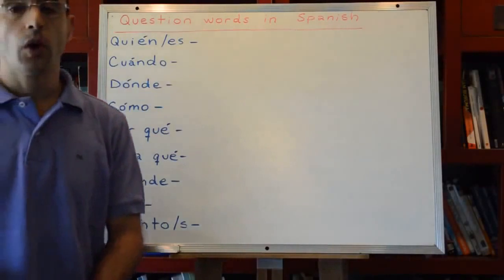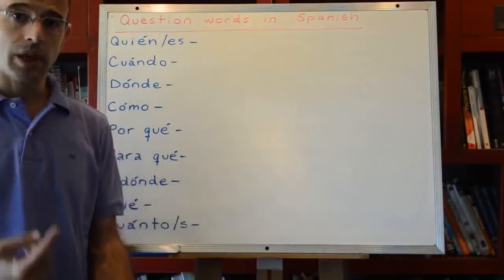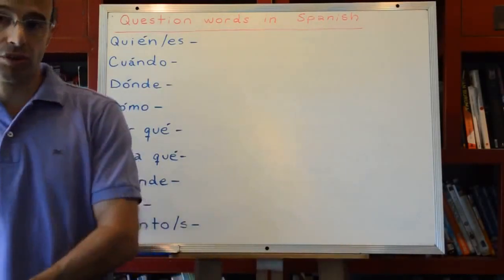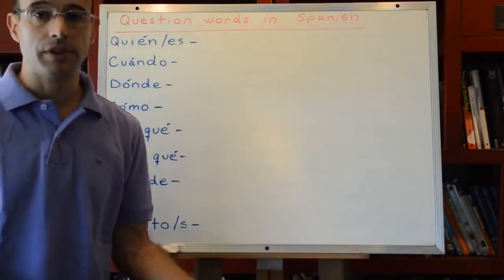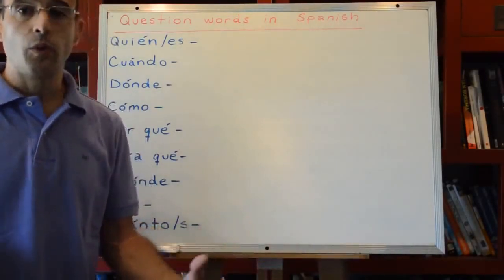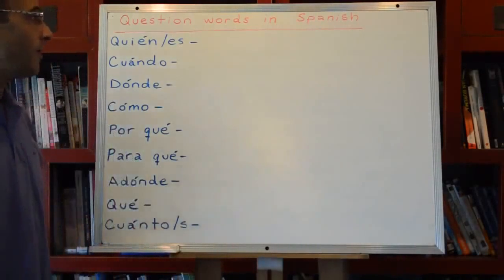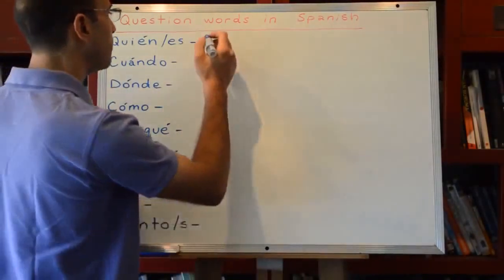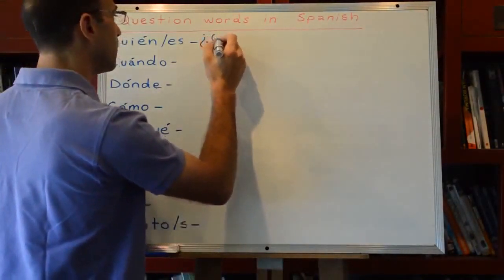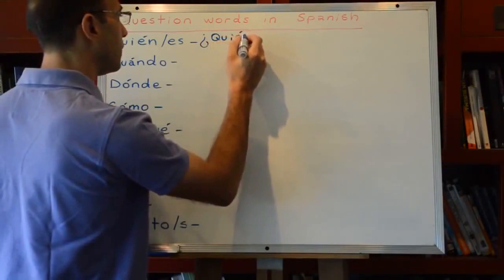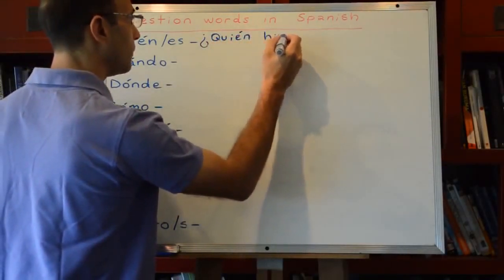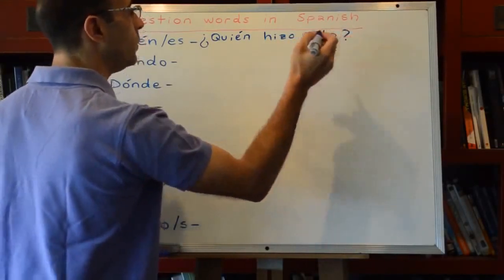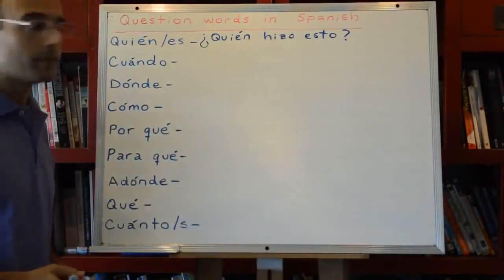So if we are asking who did this and we are implying one person, we would say ¿quién hizo esto? Now, if we know many people did this and we are asking which people made this, we would ask ¿quiénes hicieron esto? Okay? For example, ¿quién hizo esto? Would be who did this, right? Or who made this? Okay?